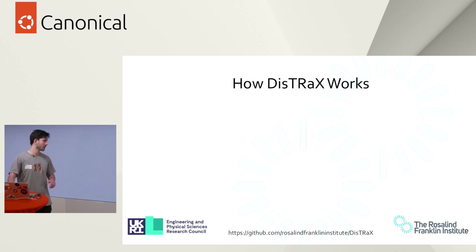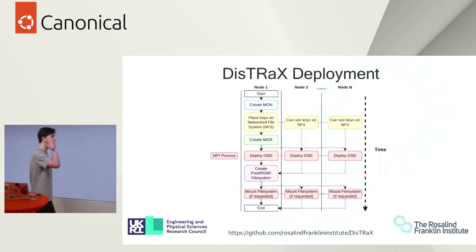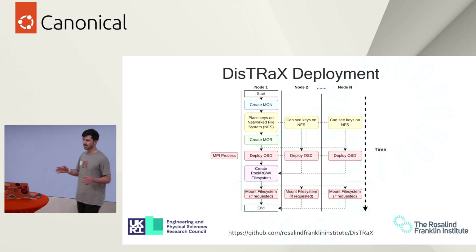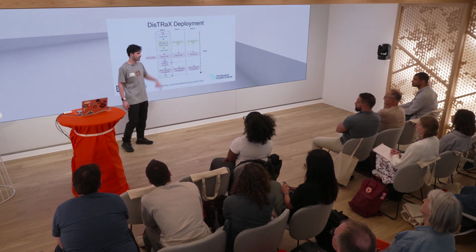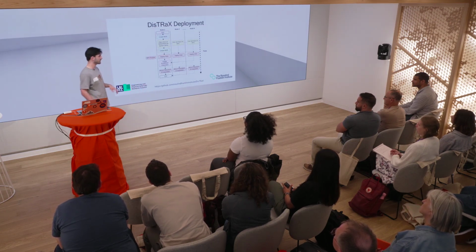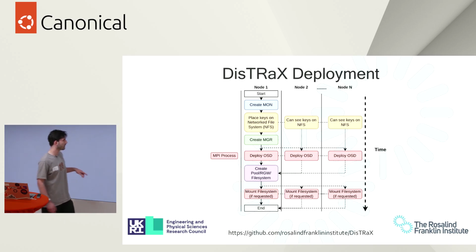So how does DisTRaC work? What's different about it? The main thing here is that we use parallelization. Since in the HPC setting, everything is homogeneous, and it's the same. What we do is we create a monitor node. We then place the keys on a shared file system, which then all the nodes can see. We create the manager. We then in parallel deploy the OSDs. So this has a constant time. So the time it takes here is the same across all of these. So we don't need to worry about the scaling time.